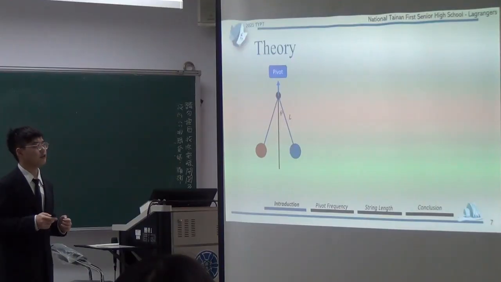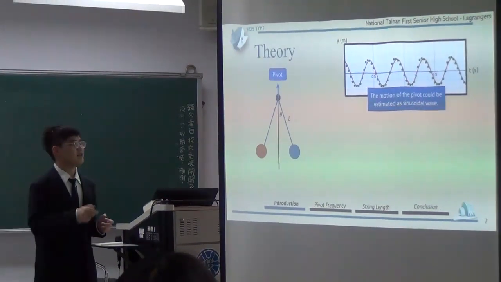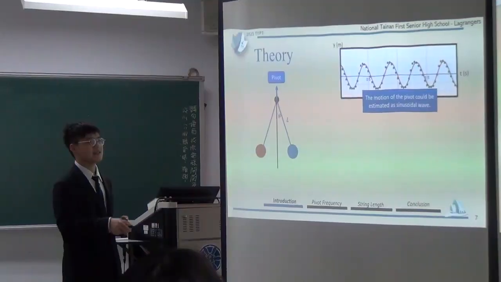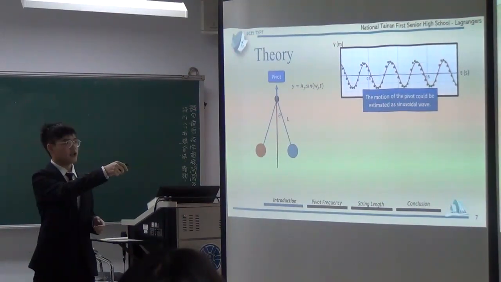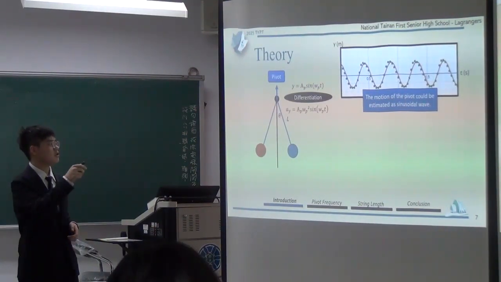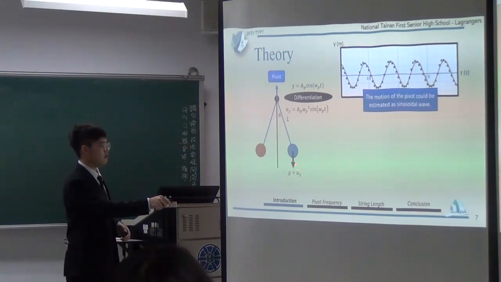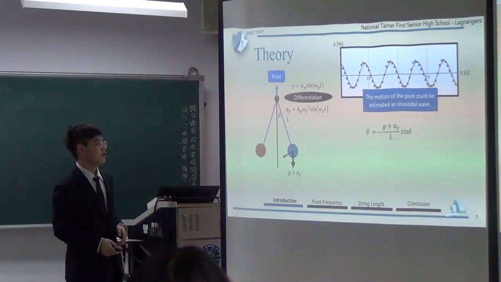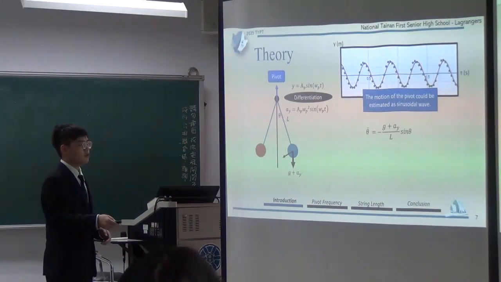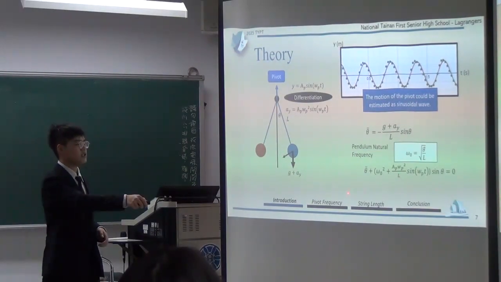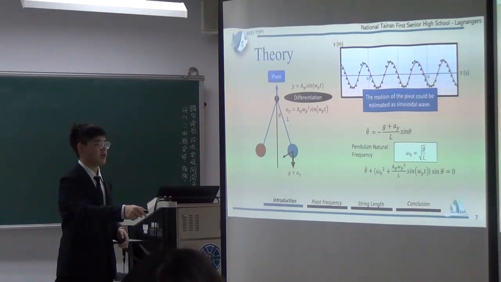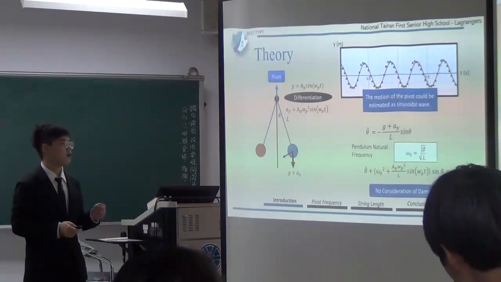And this is our theory. So we first assume that the motion of the pivot could be estimated as a sinusoidal wave. So through this equation and differentiation, we can calculate the acceleration of the pivot. Through this, we can calculate the acceleration of the ball as g plus a_y. And by substituting into this equation, and with the natural frequency, we can calculate the equation of motion as this, with no consideration of damping.